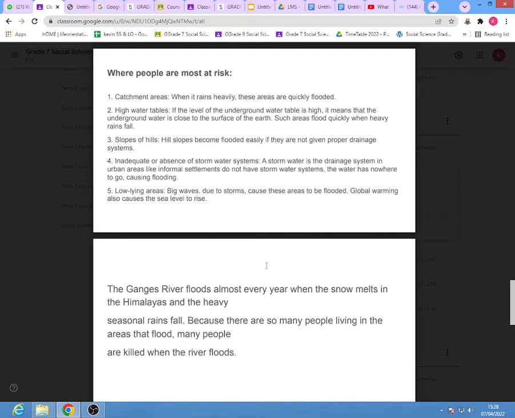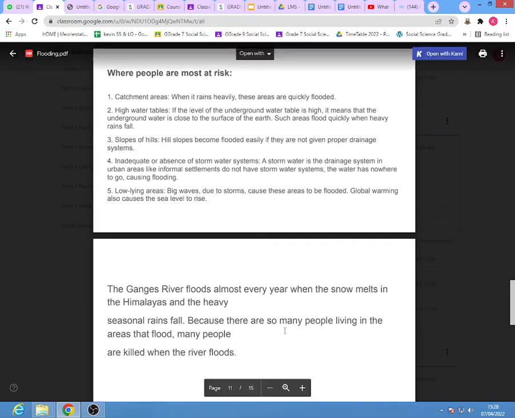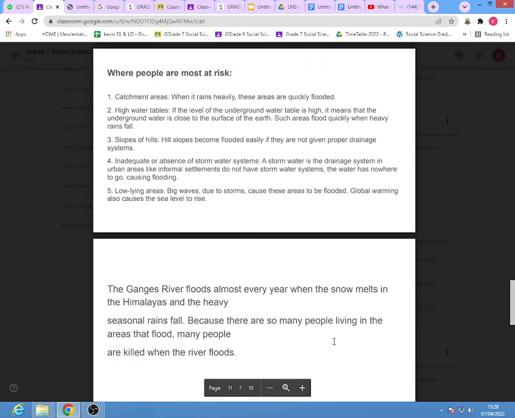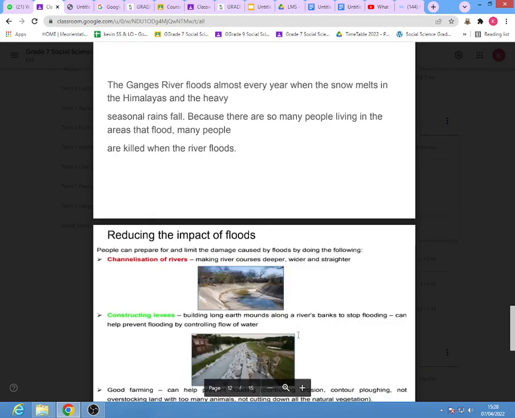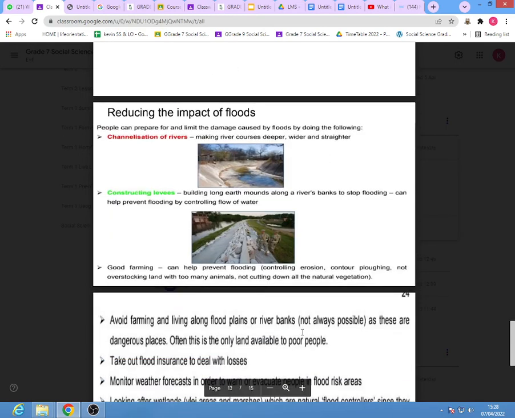Here's a case study of the Ganges river. It floods almost every year when the snow melts in the Himalayas and with the heavy seasonal rainfall. Because there are so many people living in the areas that flood, many people are killed when the river floods. So what is it that we can do to reduce the chances of people being killed by floods?